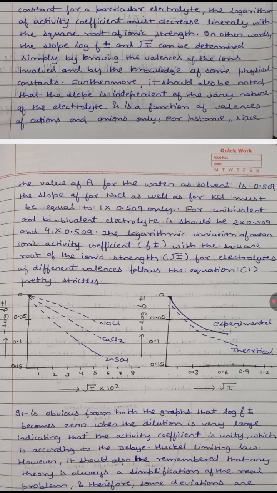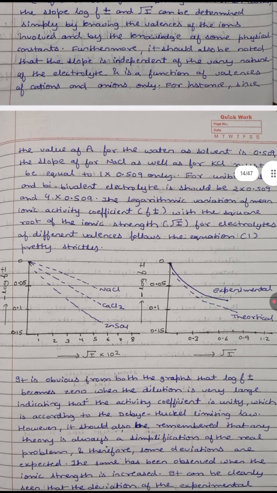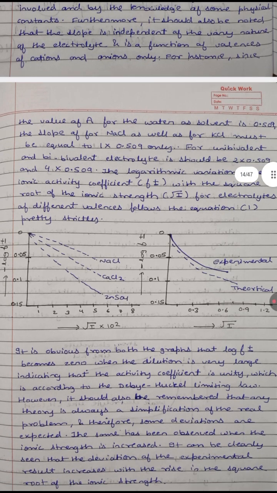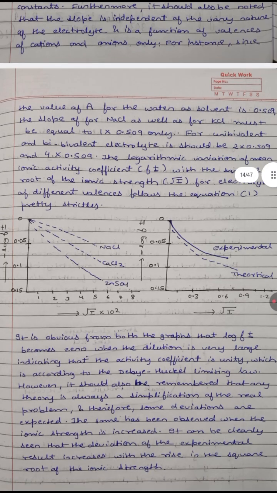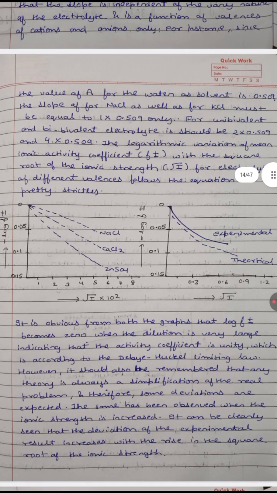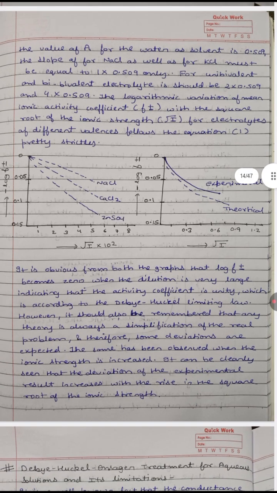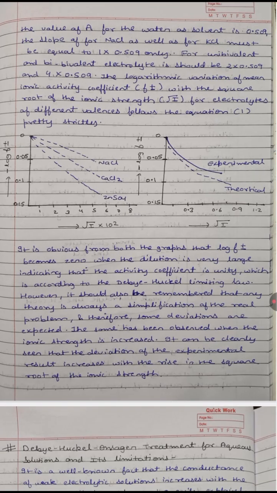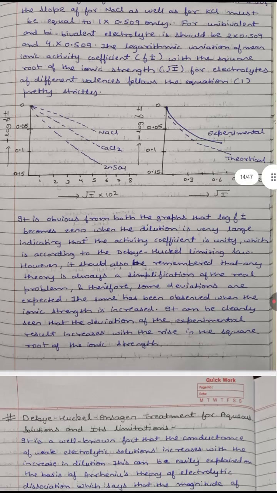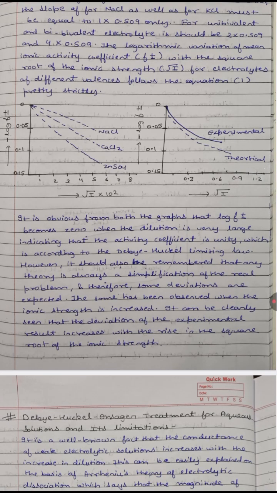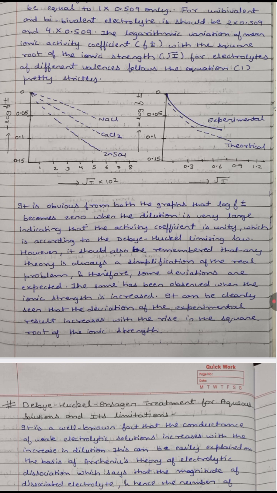In other words, the slope of log f plus minus versus root I can be determined simply by knowing the valencies of the ions involved and some physical constants. Furthermore, the slope is independent of the very nature of the electrolyte and is a function of valencies of cations and anions only. For instance, since the value of A for water as a solvent is 0.509, the slope for NaCl as well as for KCl must be equal to 1 into 0.509 only. For uni-bivalent and bivalent electrolytes, it should be 2 into 0.509 and 4 into 0.509.